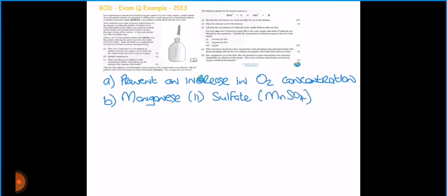Part C asks us what was observed on the addition of the concentrated sulfuric acid followed by the mixing of the contents in the bottle. So a brown colour would be observed, i.e. the precipitate dissolves. So brown colour observed will get you full marks there, and the precipitate dissolving just explains where that's come from.